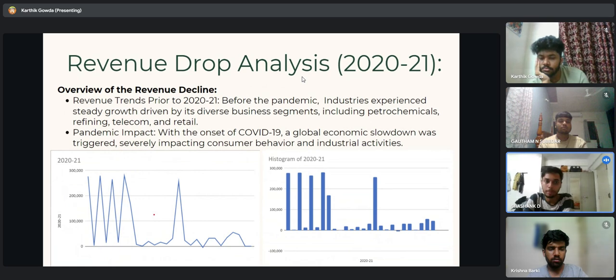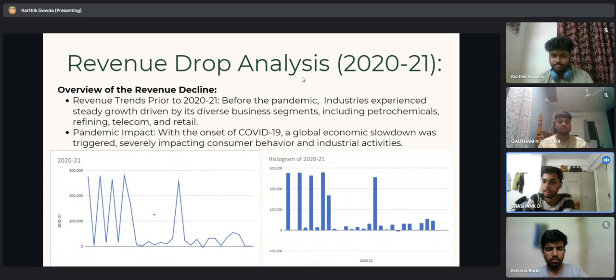Then comes the pandemic impact. With the onset of COVID-19, a global economic slowdown was triggered, severely impacting consumer behavior and industrial activities. As we know, when COVID-19 attacked all over the globe, the working of the economies of the countries slowed down, and this affected the behavior of the consumers and industrial activities. Next.